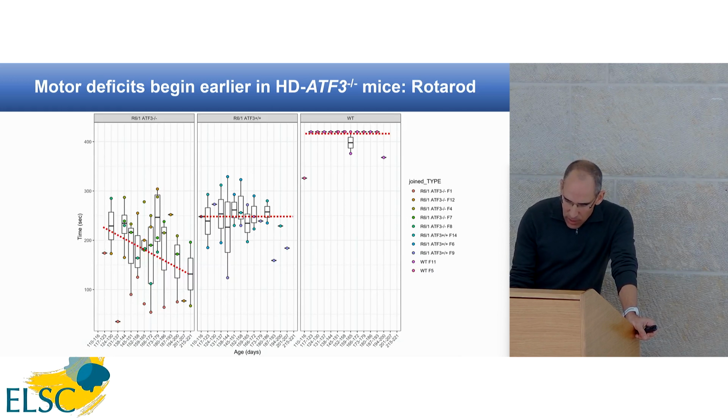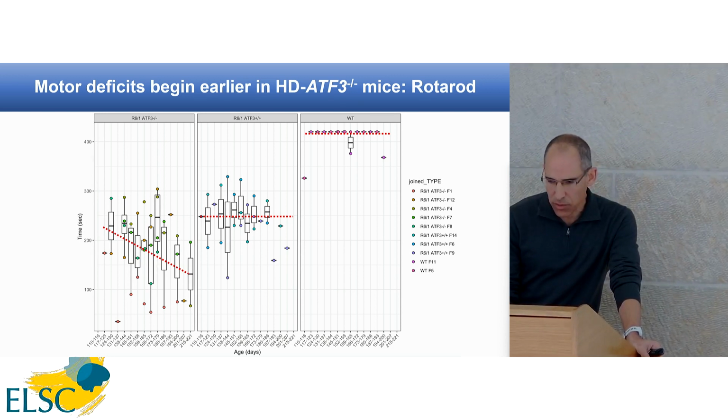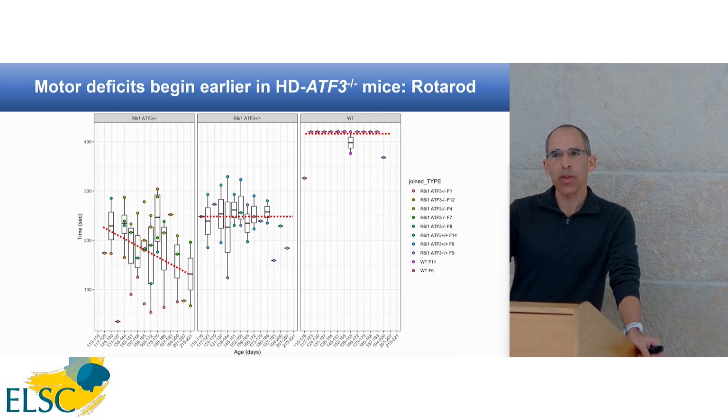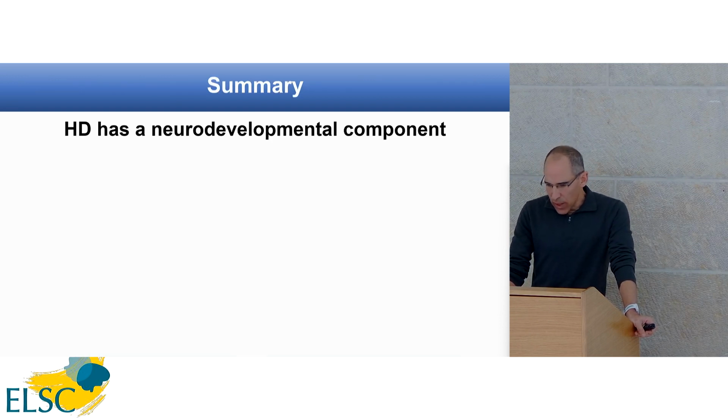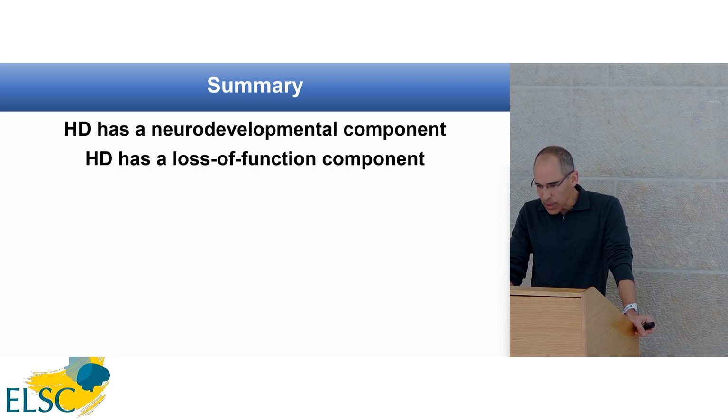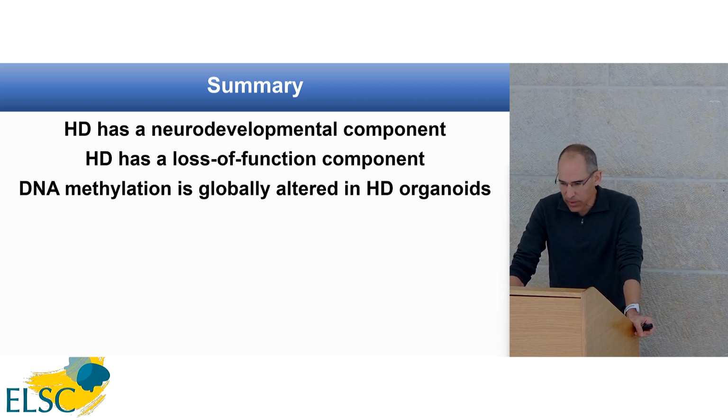So at some point they start to deteriorate. These already, all the R6/1, all the HD mice, they do much worse than the wild type, right? But the ATF3 knockout seems to be deteriorating at a much faster pace. Okay, so HD has a neurodevelopmental component. I hope I convinced you. There's also a loss of function component.